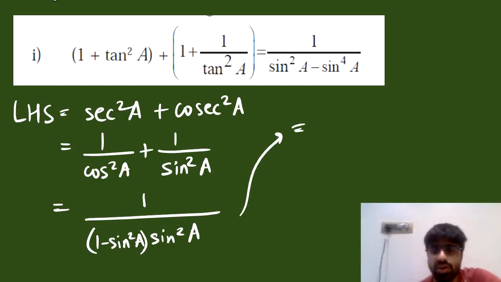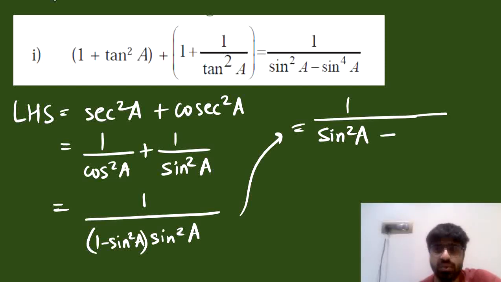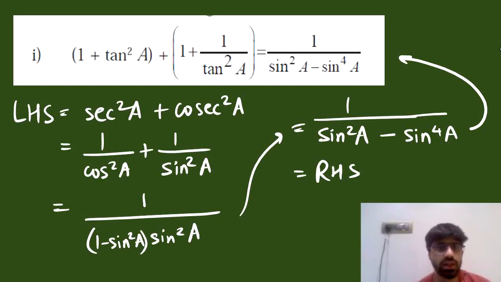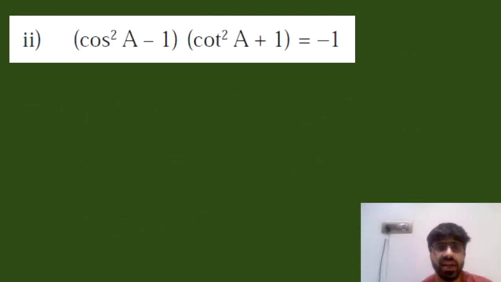When you expand the brackets, you have 1 upon, the first term would be 1 into sine square a, that is sine square a, minus sine square a into sine square a would be sine power 4a. Yeah, and that's your right hand side. That is how you are proving this particular result, or that is how we are solving this particular question. Let's go ahead with the second one.